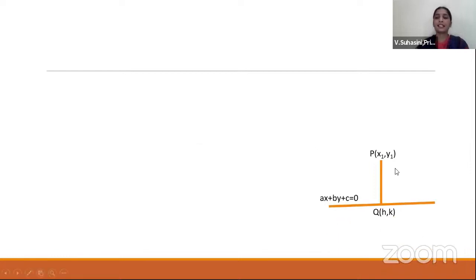The diagram explains two important things, that PQ is perpendicular to ax plus by plus c equal to 0. There are two lines which are perpendicular to each other. That is number 1. And the point Q(h, k) is on the line ax plus by plus c equal to 0. Is this clear? These are the two important things to be traced to solve this problem, children. First important thing is PQ is perpendicular to the line L equal to 0. The second important thing is the point Q lies on the line ax plus by plus c equal to 0.